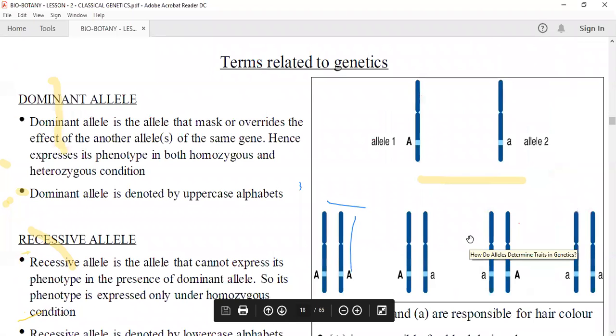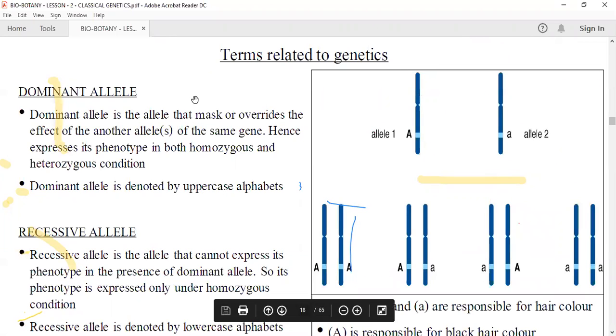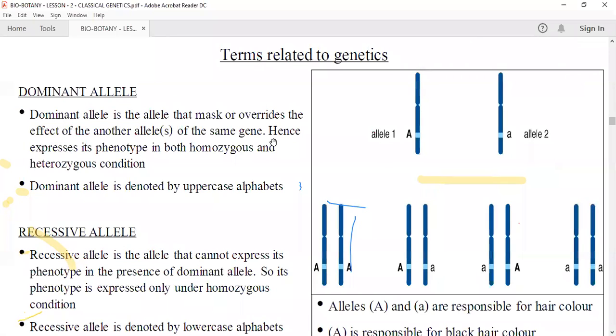Okay, and then next, the terms related to genetics. First you have to know the dominant allele and recessive allele. What is a dominant character? The character which is expressed in the F1 generation is called the dominant allele. The character which is not expressed in the F1 generation is called the recessive allele or recessive character.